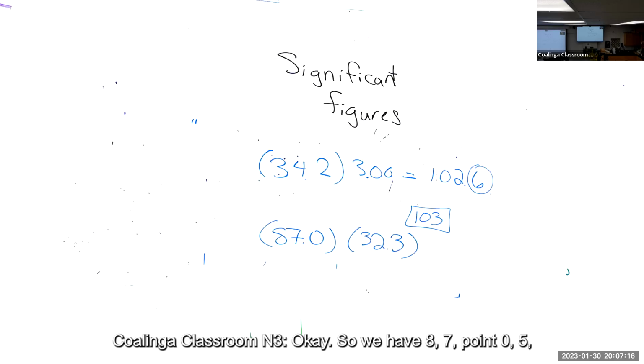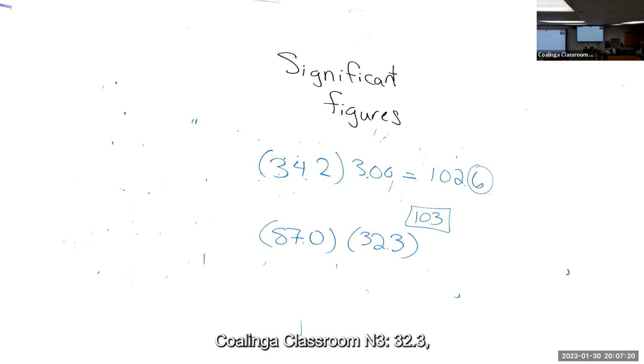Okay, so we have 87.0 times 32.3. You want the whole rounded version too, or just the answer? Just give me the correct answer first. And then we'll figure out. That's going to be 2,810.1. We're going to round.